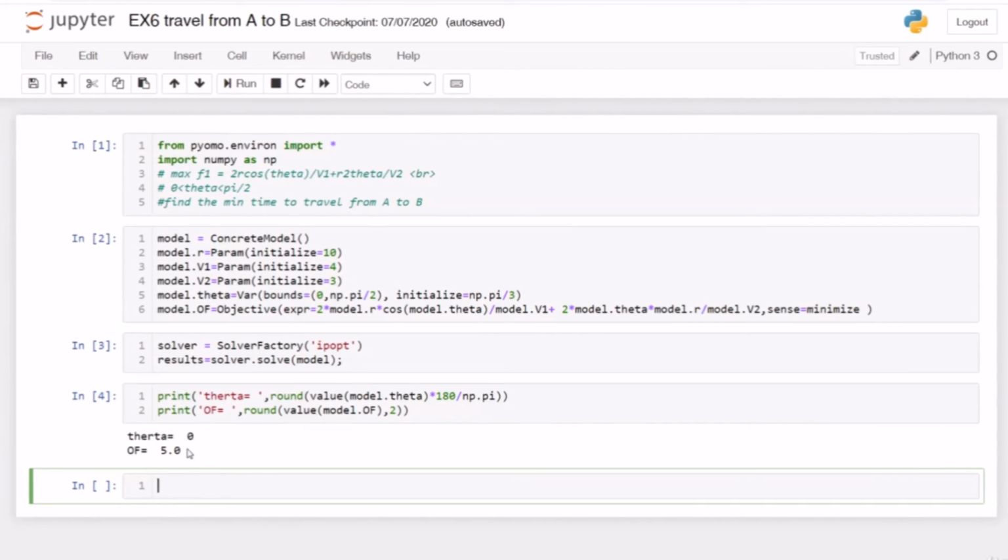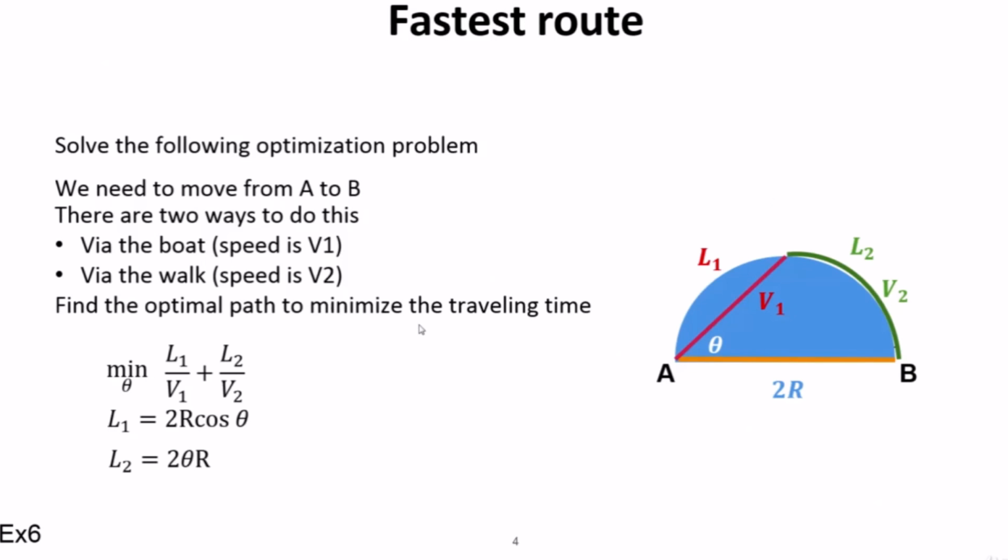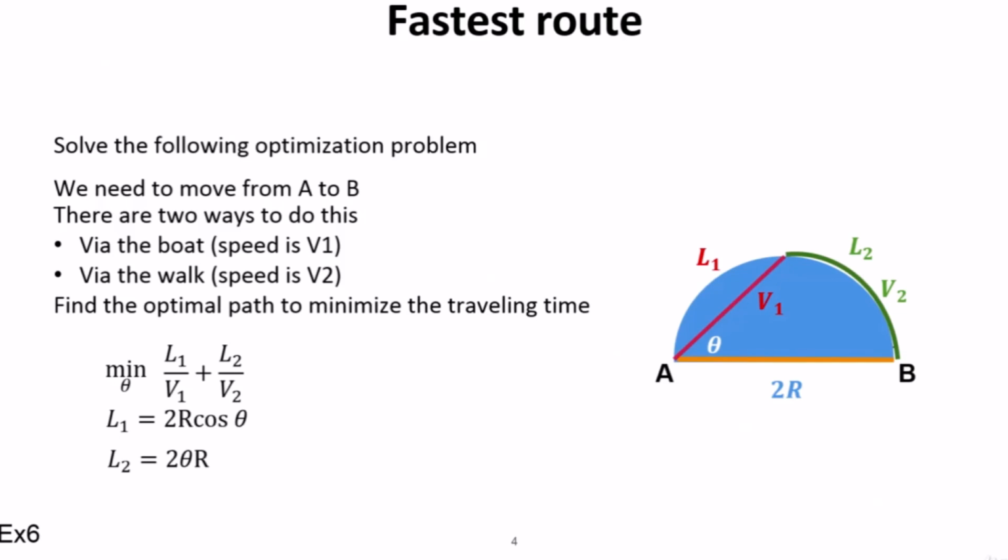What does it mean? It means that if we go back to the optimization problem description, we should take the water route in order to travel from A to B. That's the shortest path, and we will travel only 2r.